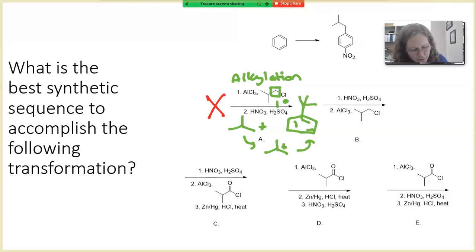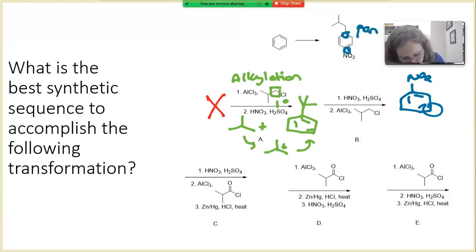Let's take a look at reaction B. Reaction B has nitration occurring first. So if we nitrated our benzene ring and then we tried to alkylate, we would add at a meta position. And we already know that that's not going to be ideal because up here at the top, we have para substitution. So we need to probably not do nitration first.